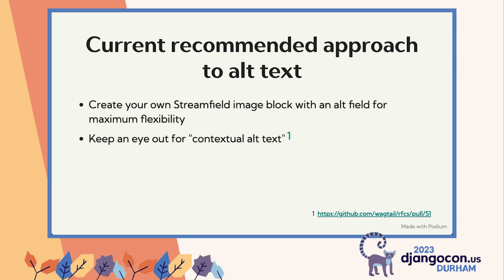So, because we don't want to store alt text on the image itself, and because we want to override the automatic generation of alt text from the image title, we need to set up a way to set alt text in each place an image is used. For Wagtail stream fields, this means that the best approach is to create a custom image block that incorporates an image chooser and an optional alt text field.